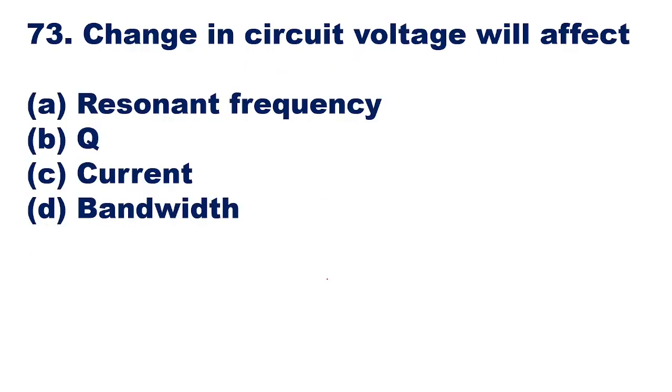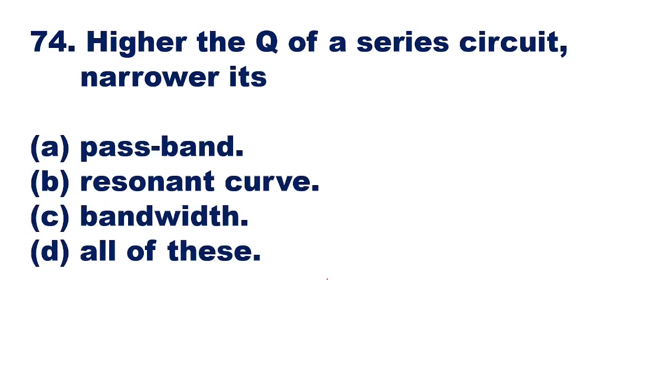Change in circuit voltage will affect resonant frequency, Q factor, current or bandwidth. Change in circuit voltage will affect the current because voltage is directly proportional to current. So option C, current, is the right answer here. Then we'll go to the next question, question number 74. So here, higher the Q of a series circuit, narrower its.